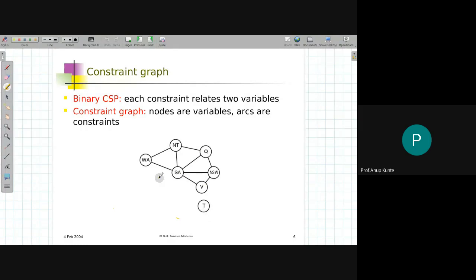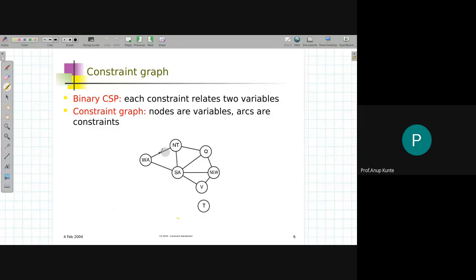So I'm attaching WA with NT because WA and NT are adjacent regions. WA and SA are adjacent regions. SA is adjacent to all other regions but Tasmania, and Tasmania is not connected to any of the regions in the graph, and that's why it is a kind of island region. It is an isolated region, I should say. So this graph that you're looking at tries to represent all the kinds of constraints that are posed on the given problem. The constraint here is that adjacent regions should be colored differently.